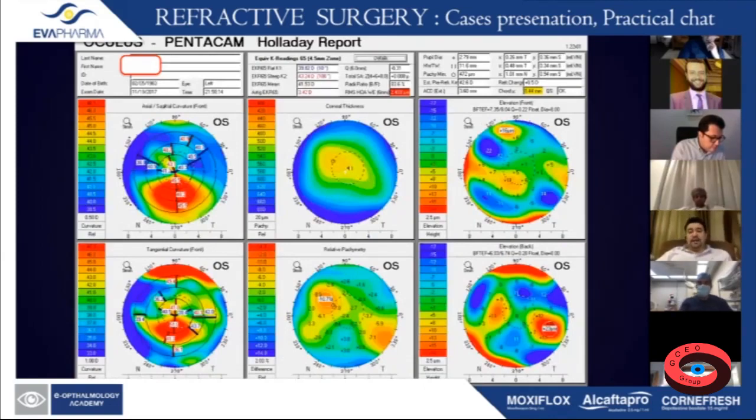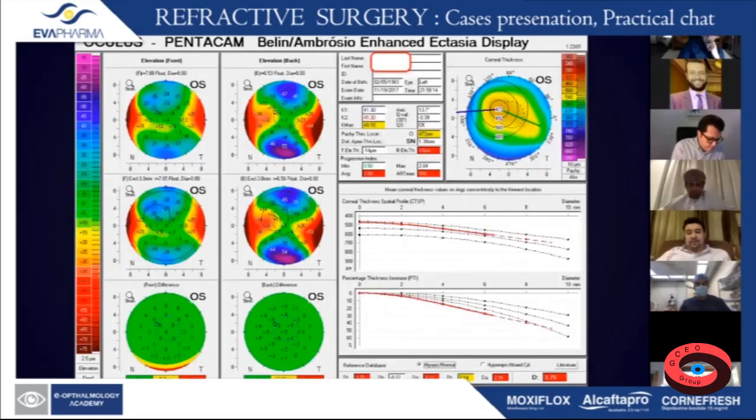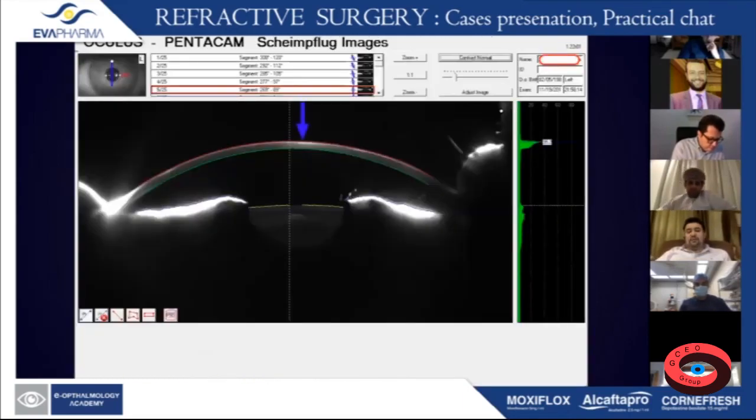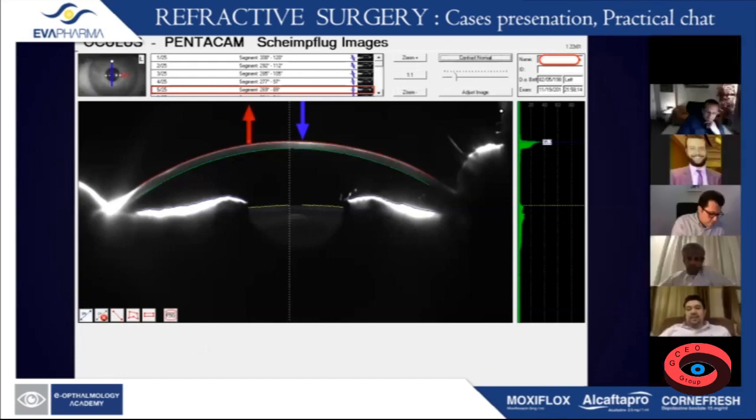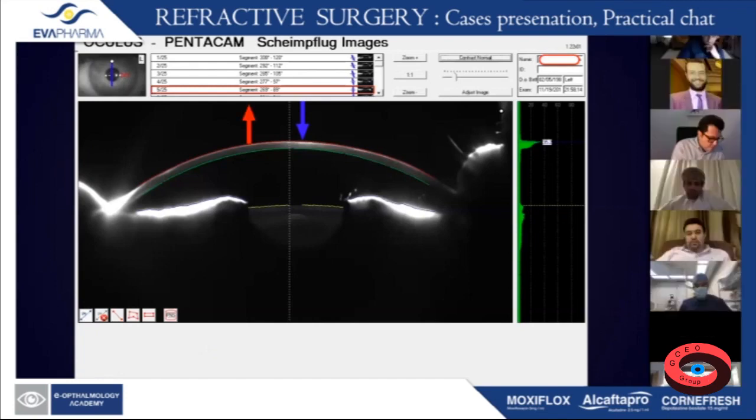But let us have a look at the Scheimpflug images. You can see this bright area. This is simply a superficial scar in the cornea. And this superficial scar, we know, leads to some sort of depression, and this depression is superior. But because the cornea is continuous tissue, there is an associated compensatory elevation, which can lead to misdiagnosis as keratoconus.